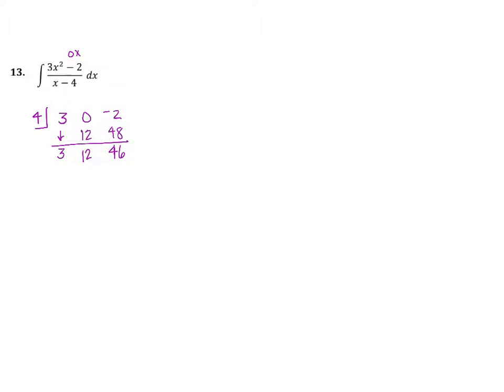Craziness. So when rewriting this, we're going to have the integral of 3x plus 12 plus 46 over x minus 4. And so that's going to give us 3x squared over 2 plus 12x plus 46 times the natural log, absolute value of x minus 4, and then plus c.